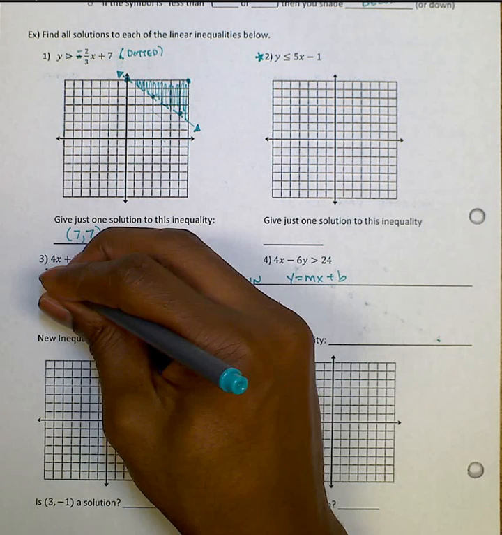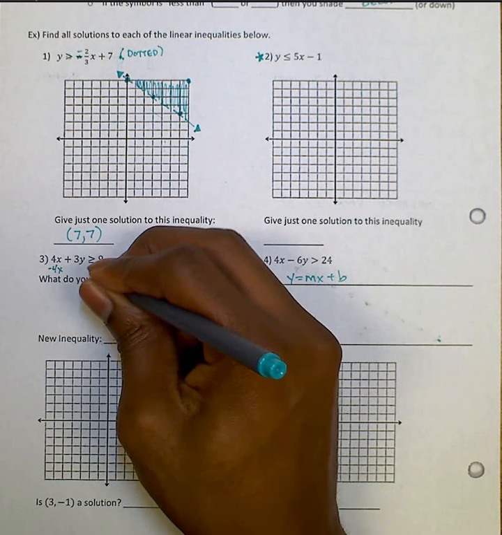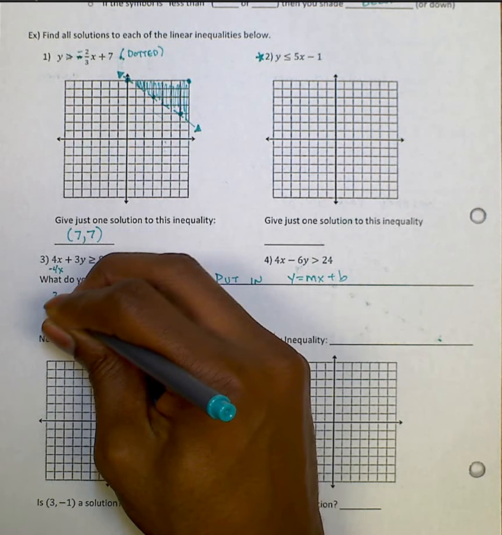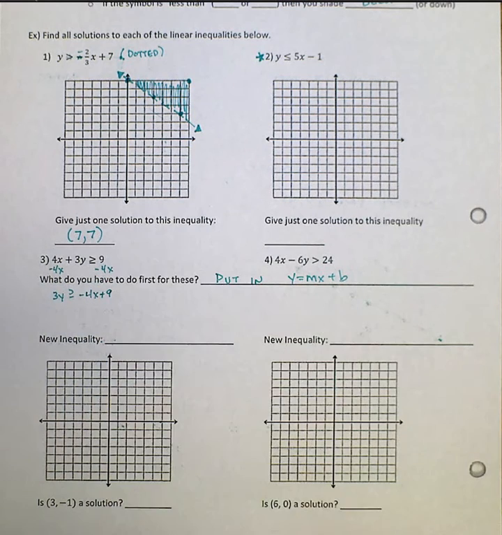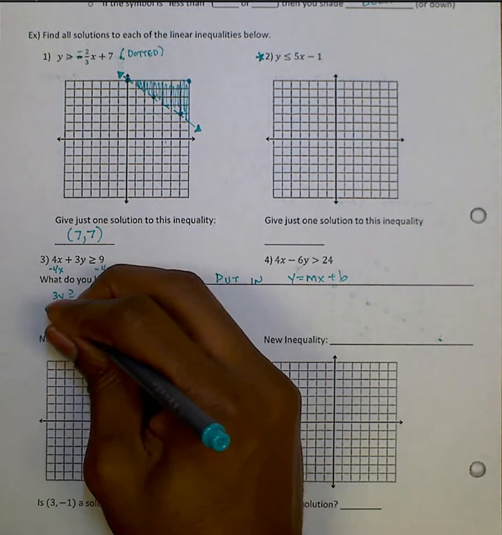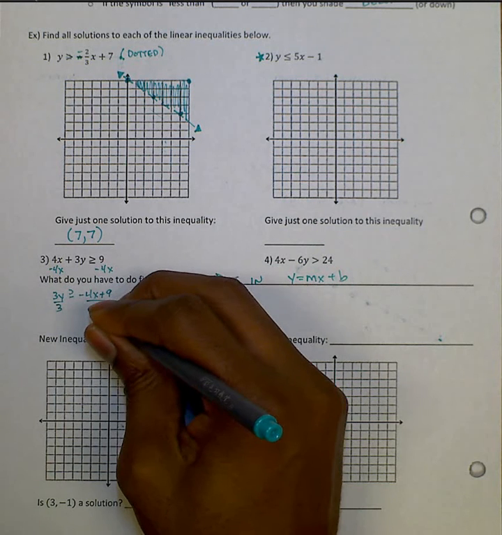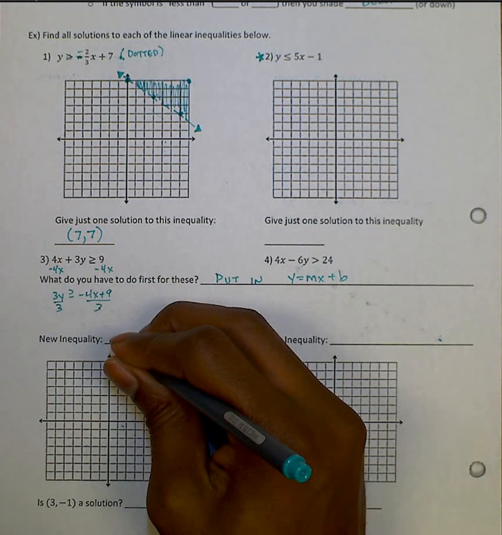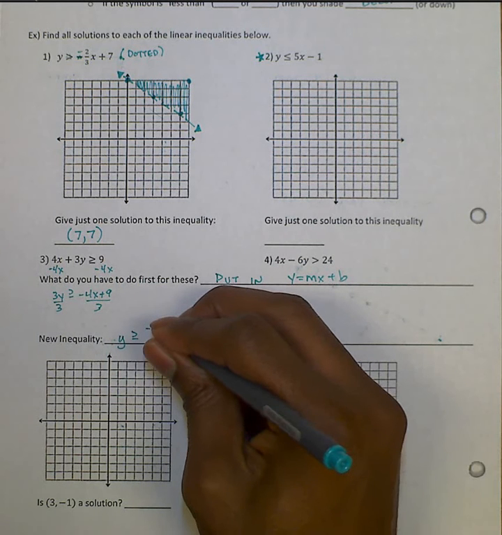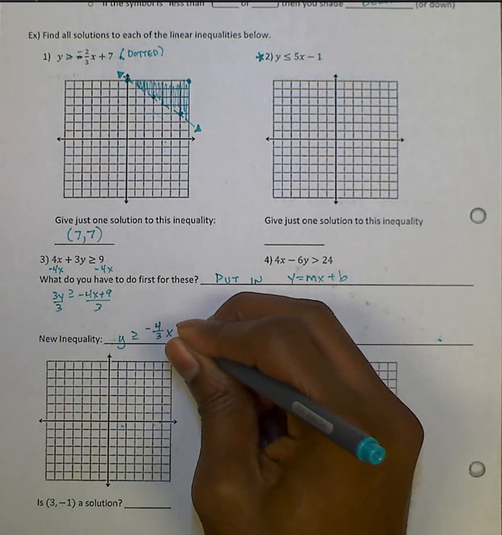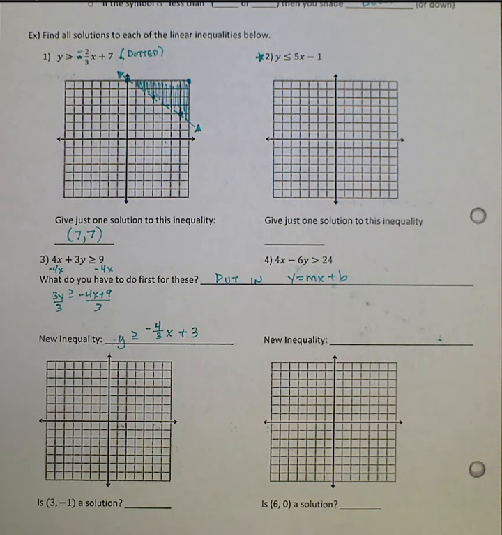So for the first problem, we'll subtract 4x from both sides. Get 3y is greater than or equal to negative 4x plus 9. Get y all the way by itself by dividing by 3 on both sides. And so our new inequality will be y is greater than or equal to negative 4/3 x plus 3.